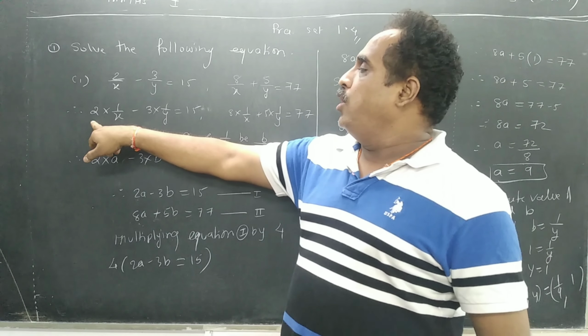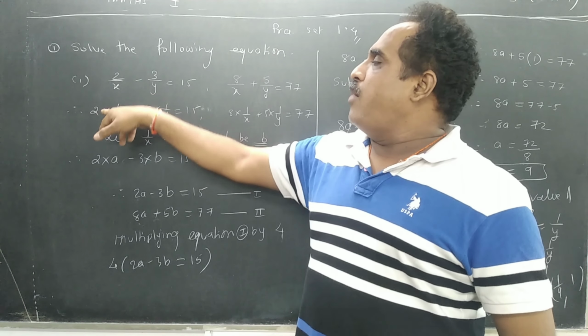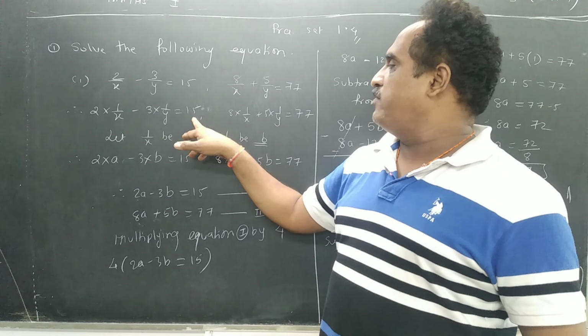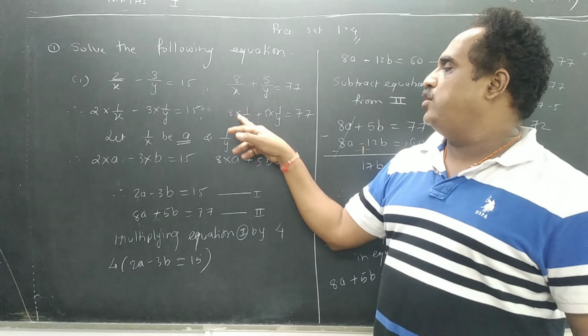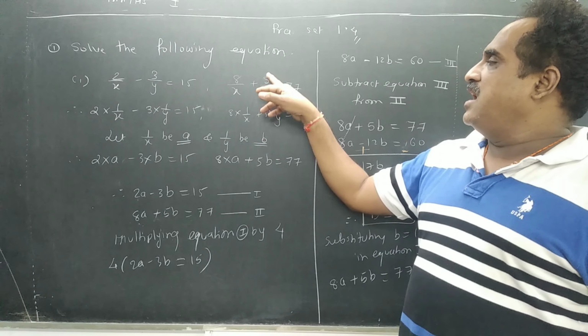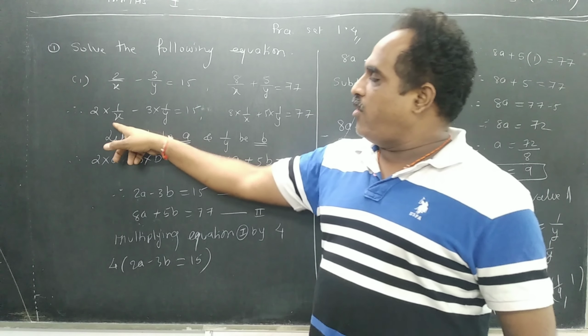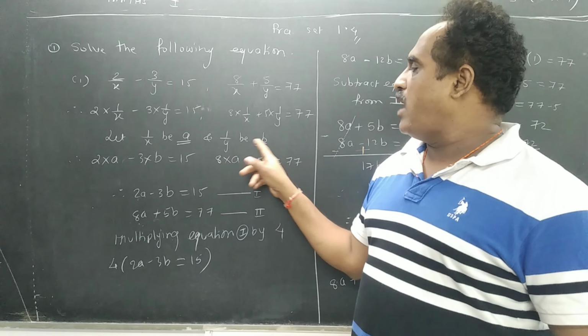So what are you going to do? Instead of 2 upon x, what are you going to write? 2 into 1 upon x minus 3 into 1 upon y is equal to 15. Instead of 8 upon x plus 5 upon y, 8 into 1 upon x plus 5 into 1 upon y is equal to 17. And 1 upon x we are going to take a, 1 upon y we are going to take b.